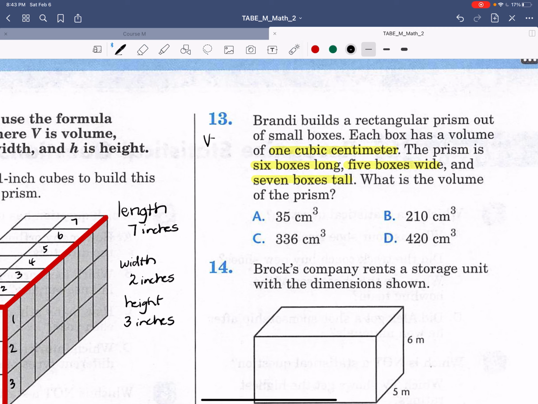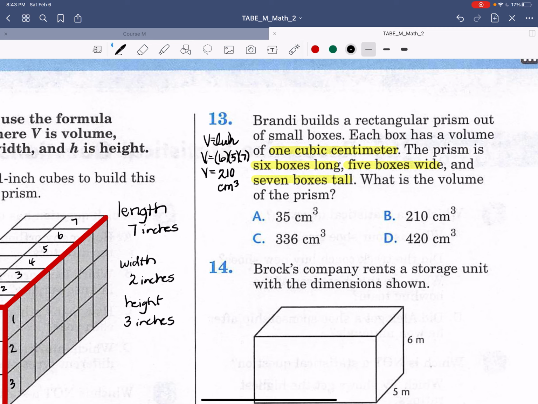So volume is length times width times height. Volume is 6 centimeters by 5 centimeters by 7 centimeters. So I think that's 210, but as you know, I need to be sure. So multiply those together, 210.